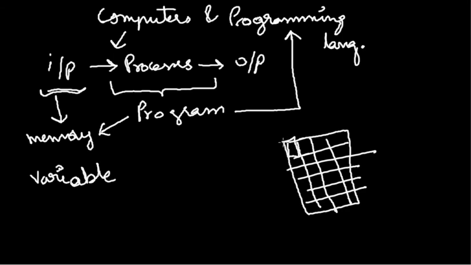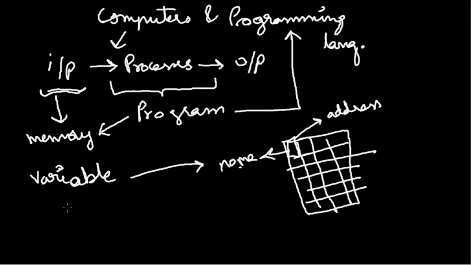So how do I refer to this? There are multiple ways of referencing a particular location in a memory. One, by the address. Two, by giving it a name. I cannot refer to all the variables or all the locations by address, so I tend to give them names. This name is called a variable.